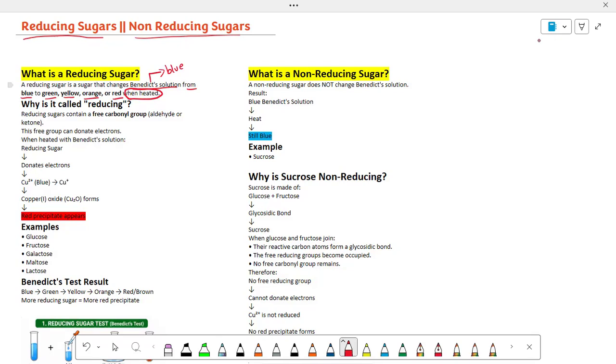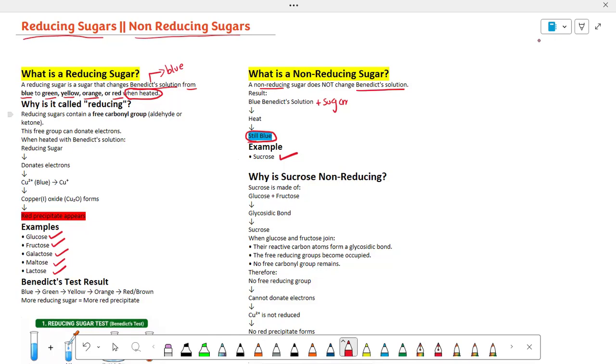Okay. And how is it different from non-reducing sugar? Here is the definition of non-reducing sugar. A non-reducing sugar does not change the Benedict's solution color. So when we heat the Benedict's solution with non-reducing sugar, what happens? It's still blue. The color of the Benedict's solution doesn't change. So the examples of reducing sugars are glucose, fructose, lactose, and maltose. Okay, all these are reducing sugars, while the non-reducing sugar is sucrose. Sucrose is a non-reducing sugar.